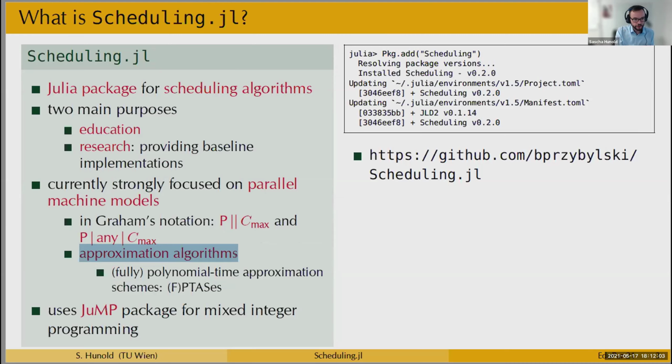The killer feature for Julia is the JuMP package, a Julia package for mixed integer programming, and this makes things really nice. If you want to try Scheduling.jl, you just start Julia, do package add Scheduling, and you get the package installed, and you can start using it.